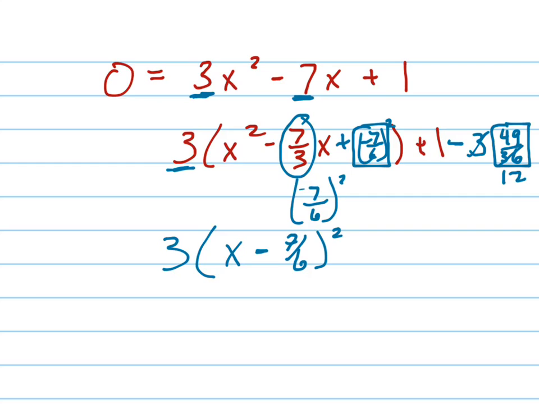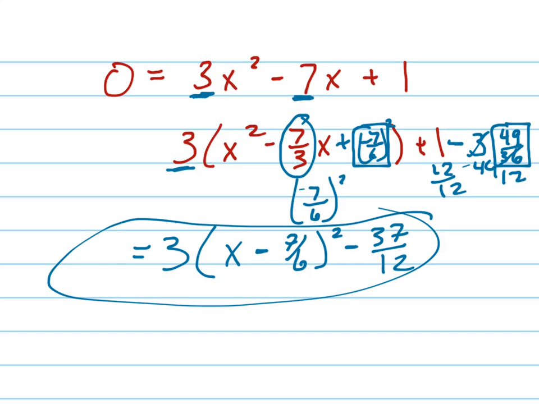And then on the outside, let's do this little math up here. 1 is 12/12. So 12 minus 49 is going to be negative 37/12. And there's my answer, assuming I didn't make a silly mistake. So that's how you complete the square.